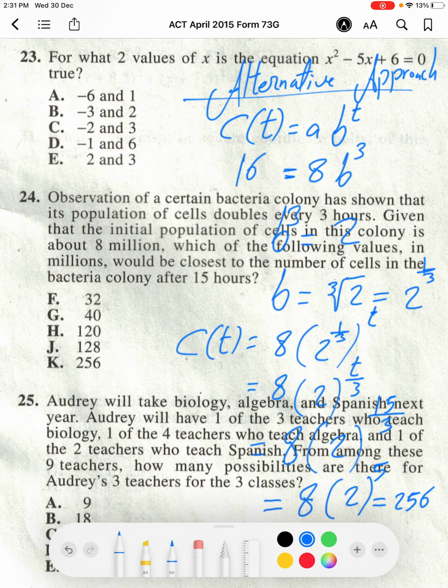Okay. So the number of bacteria is doubled each time this amount increases by 1, which happens each time t increases by 3. So the number of cells in the bacteria colony is doubled every 3 hours.